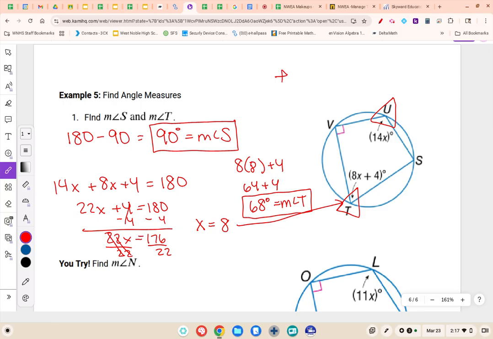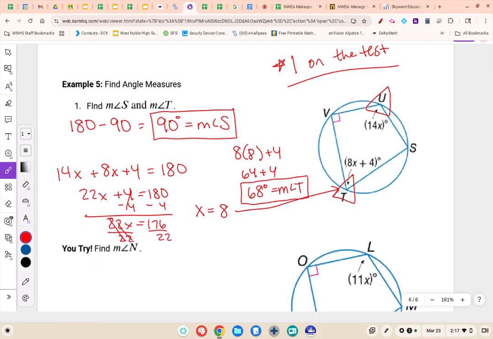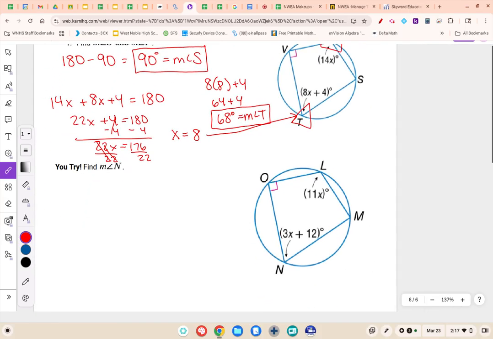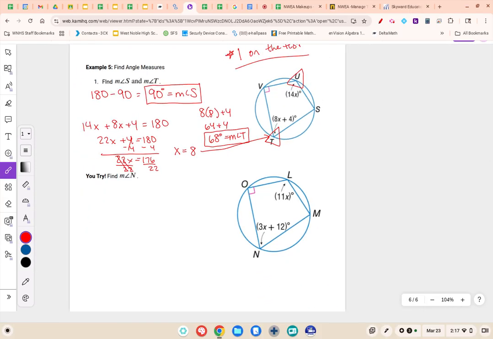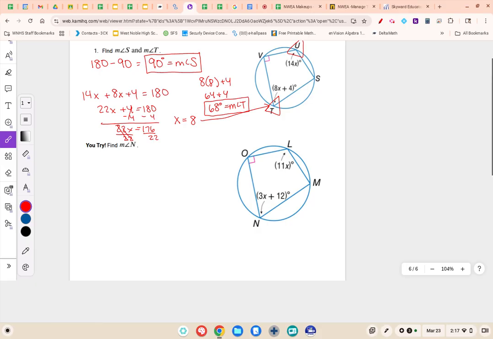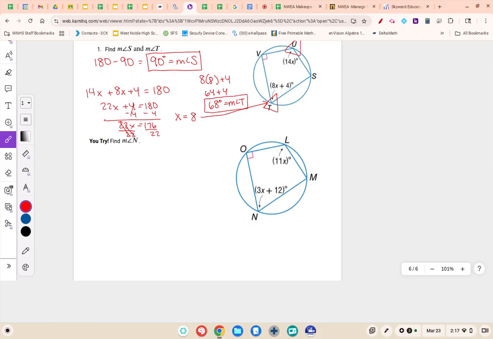While you guys try the You-try, I'm going to let you know that there is one on the test like this as well. So at this point, we've gone through examples of all the ones that you'll see on the test, and hopefully that helps you know what to study. Okay, if you haven't paused me, do it now. We're going to go through finding angle N.